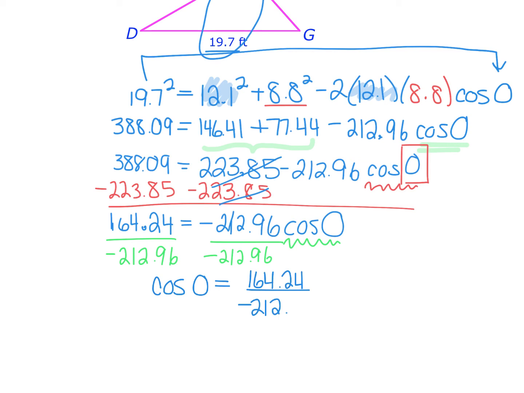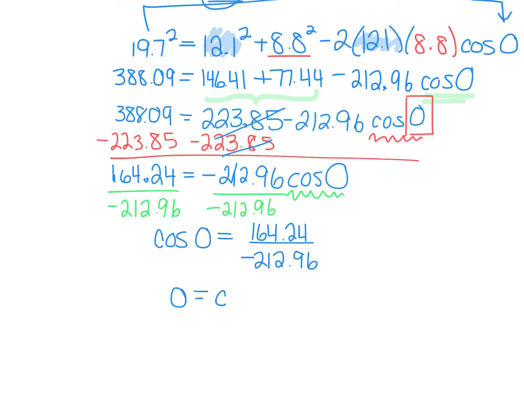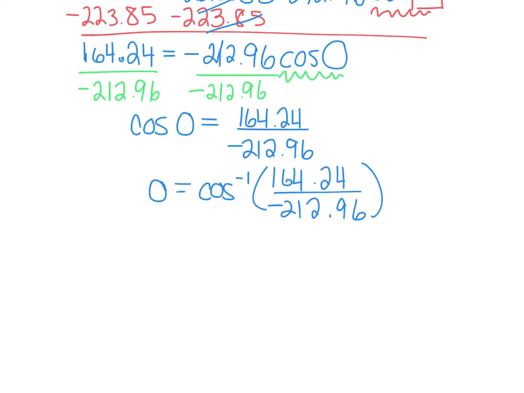To solve for an angle, I have to use inverses, so O is going to equal the inverse cosine of 164.24 over negative 212.96. Now you may be asking yourself, why didn't I type that into my calculator? Because I would round the decimal, and then I would have to round again at the end, so I don't like to double round. I will show you in class how to store an answer so you don't have to write that down. You could just store it. But my final answer here would be that the measure of angle O is 140.46.